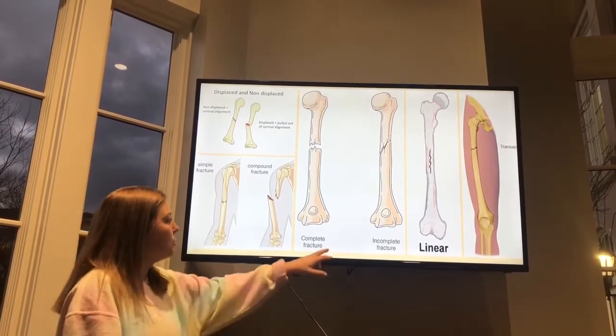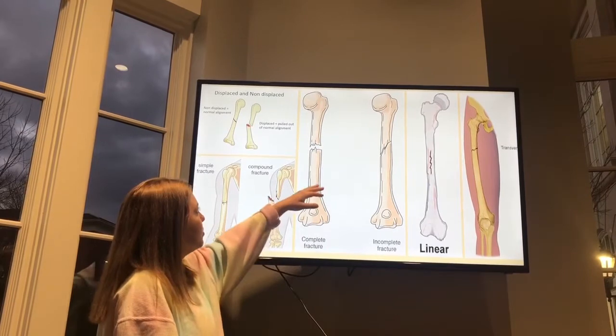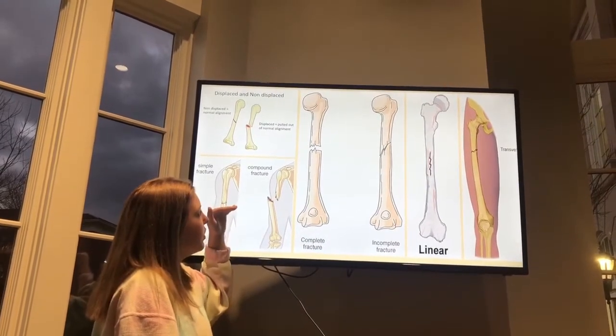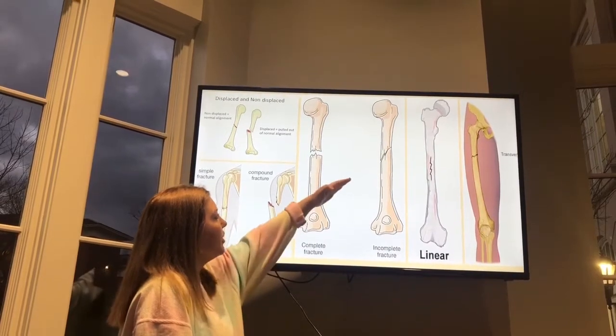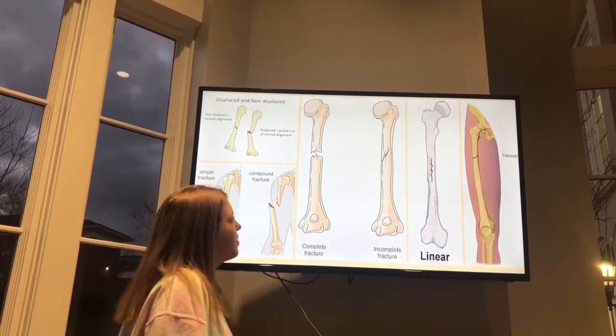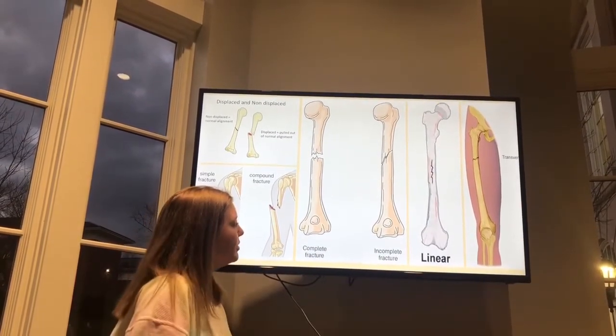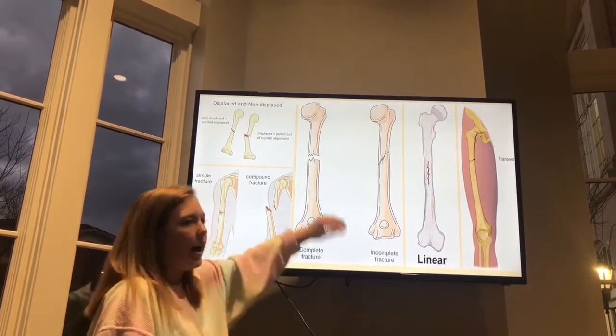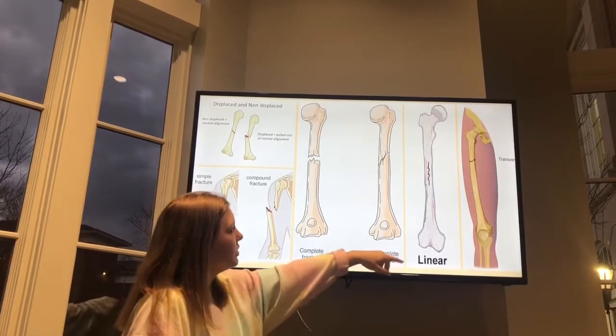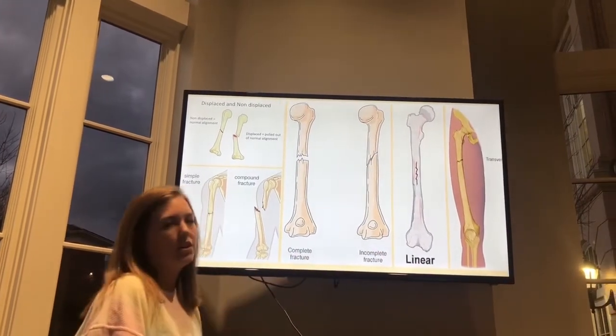And then we have complete versus incomplete. In a complete fracture, the bone is completely broken all the way through the diameter of the bone, and in incomplete, it would not quite go all the way through the diameter of the bone. This is a linear fracture. It goes along the axis of the bone, whereas a transverse is the opposite, it's perpendicular to that.